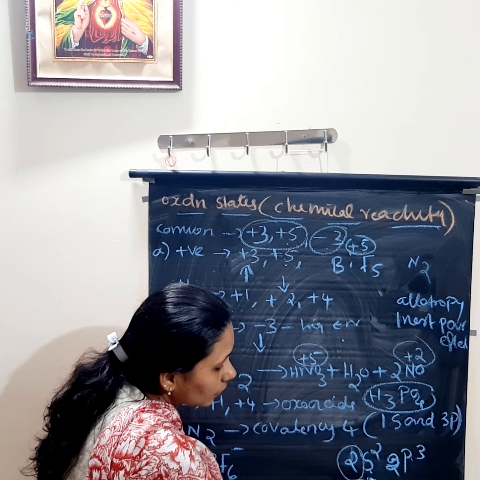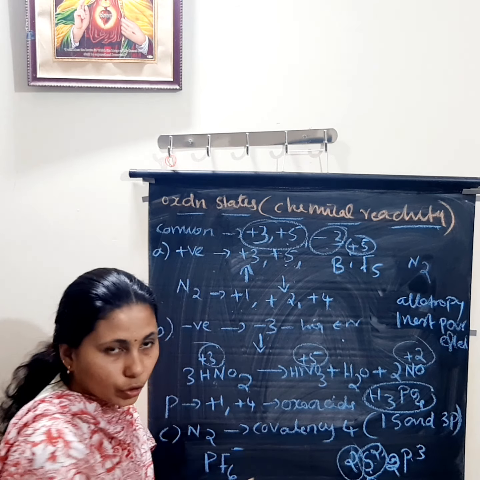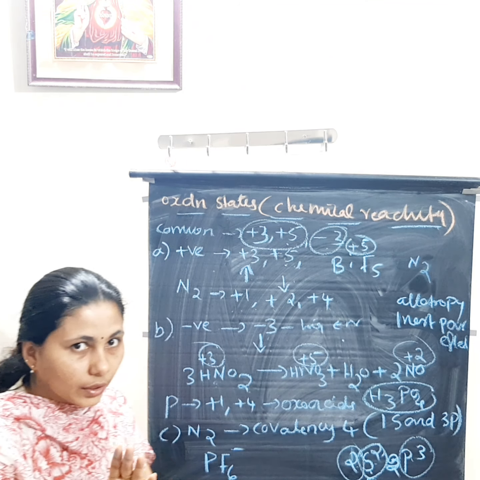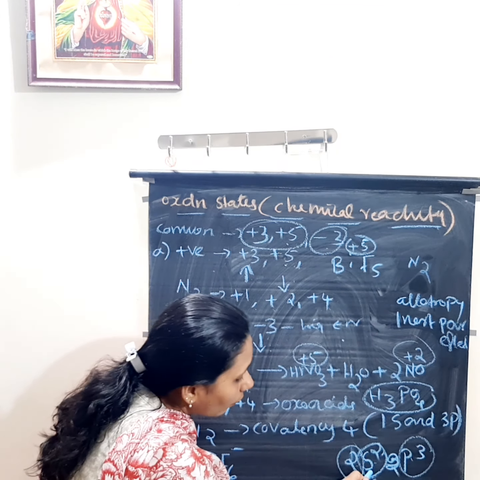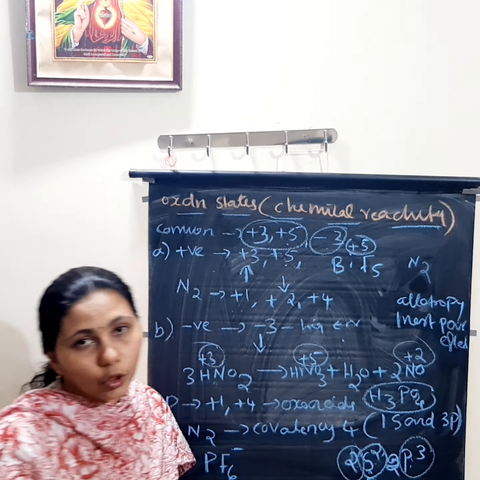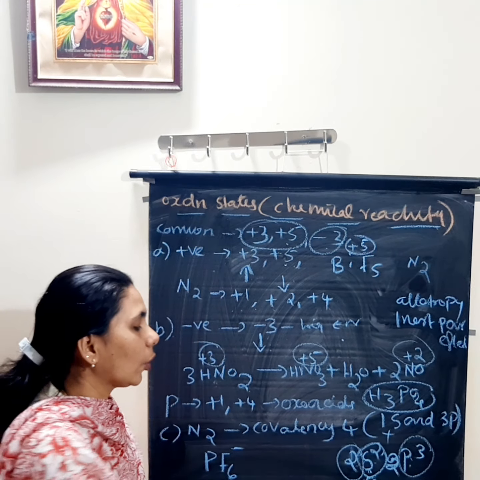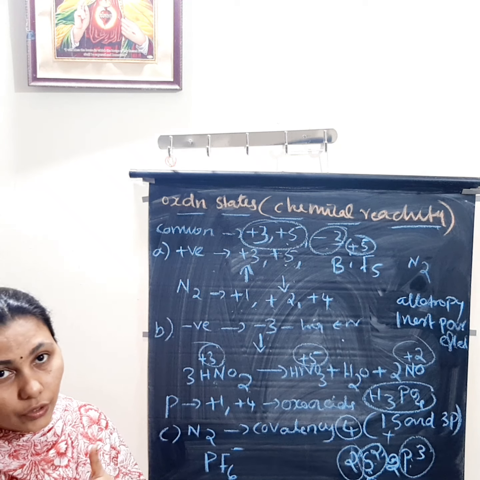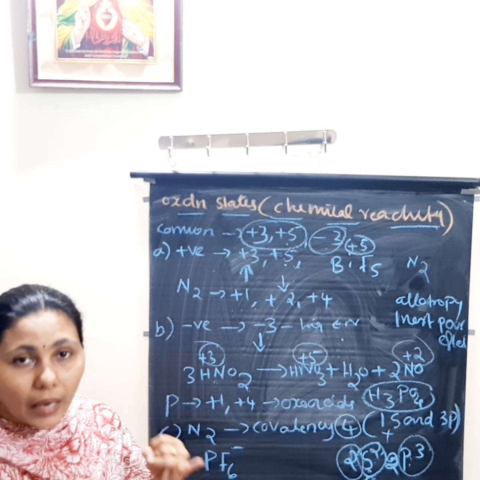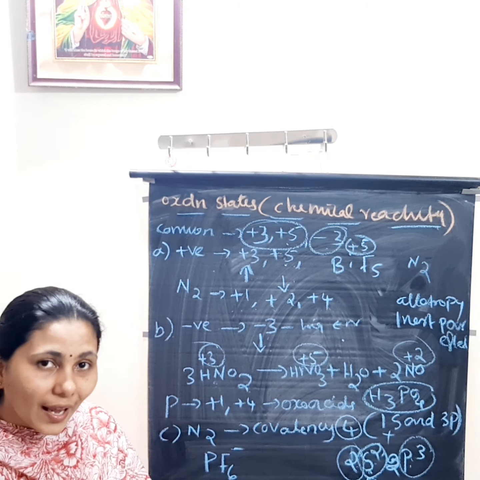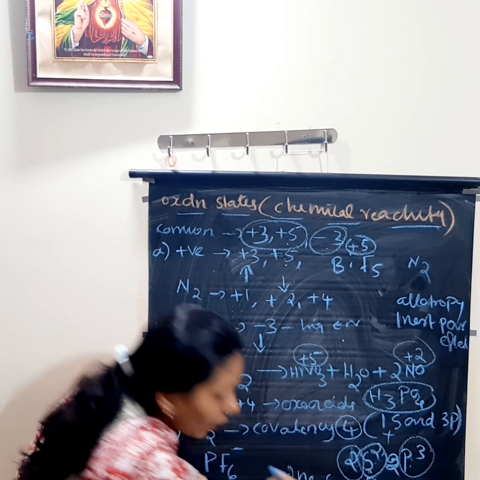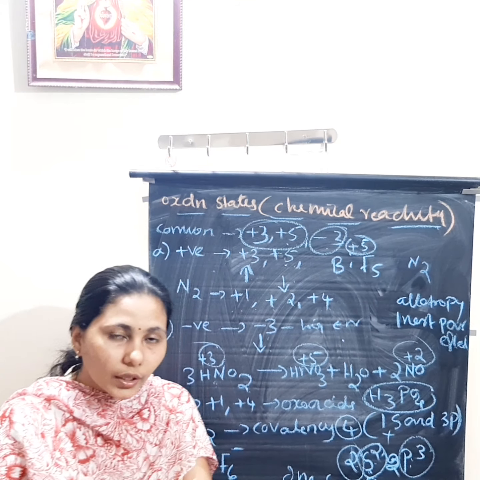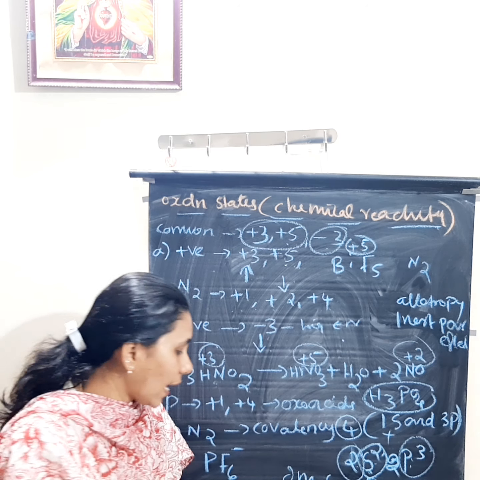This is 2s2, which is only one s orbital, and p has three orbitals. The s orbital is only one, because in one orbital there can be only 2 electrons. So one s orbital and three p orbitals, meaning only 4 orbitals are available in nitrogen. That is why the covalency is limited to 4. One reason is that it has a maximum of 4 orbitals, one s orbital and 3 p orbitals.